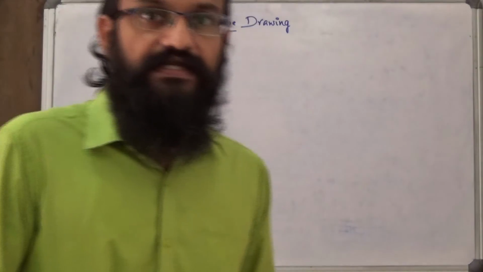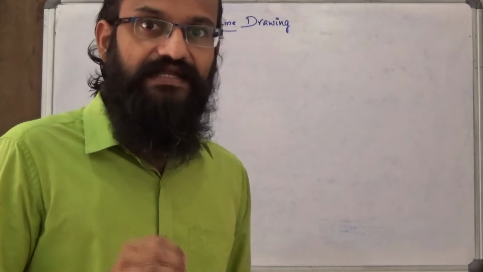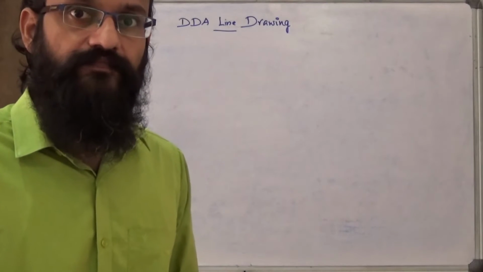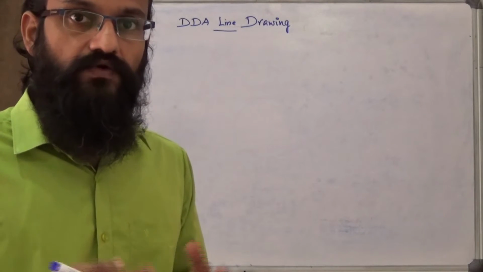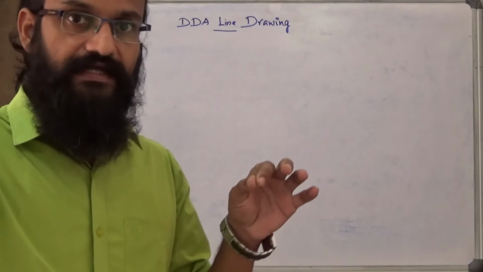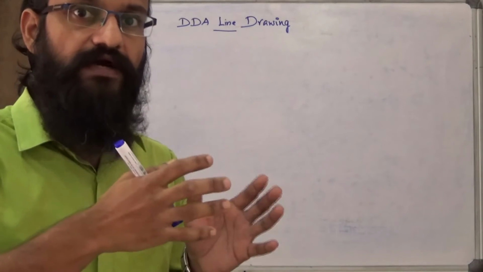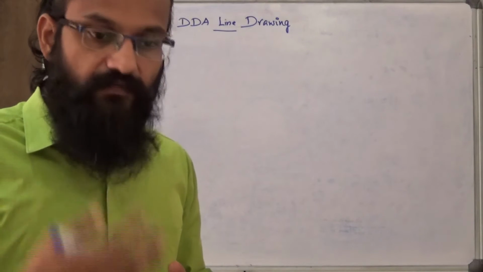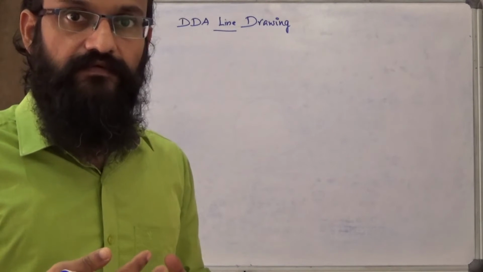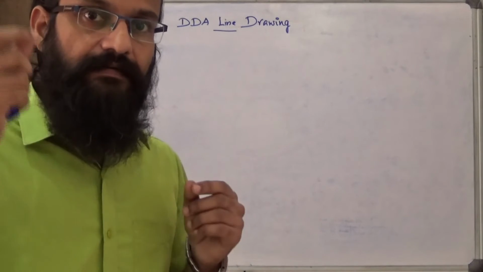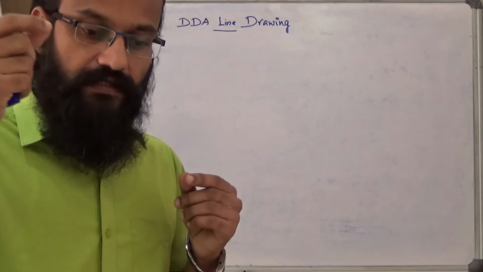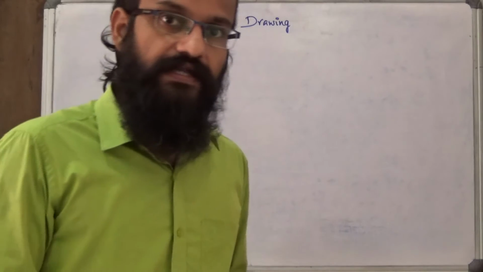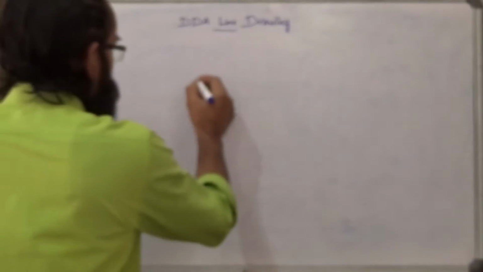This lecture deals with the DDA line drawing algorithm, that is, the digital differential analyzer algorithm. Any line drawing algorithm receives two parameters, the first endpoint and the second endpoint, in the form of Cartesian coordinates, an (x1, y1) pair and an (x2, y2) pair. The aim of a line drawing algorithm is to determine the intermediate points that lie along the line path between (x1, y1) and (x2, y2). So this is the case.